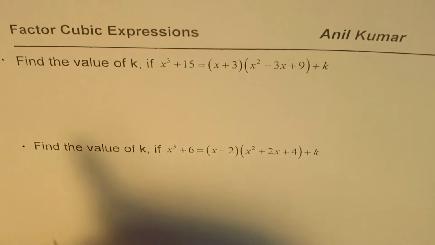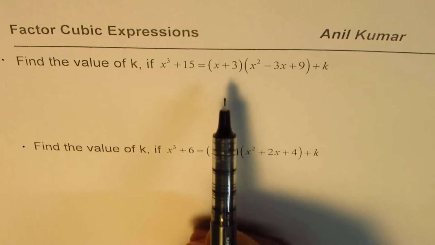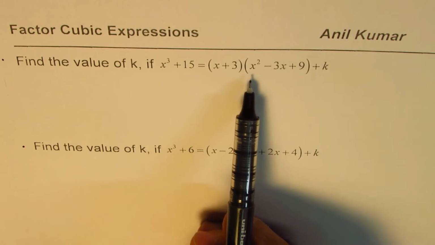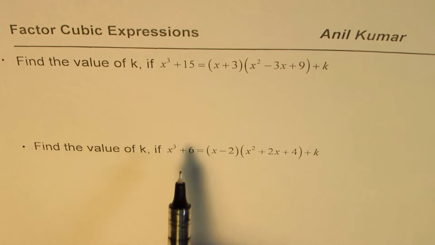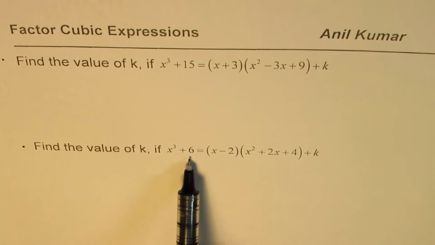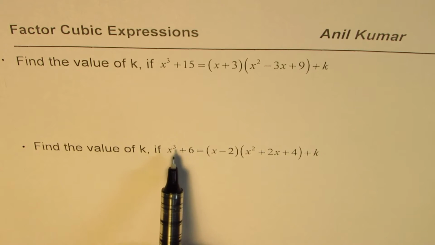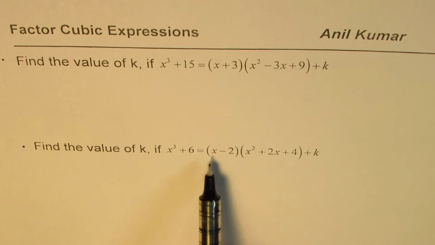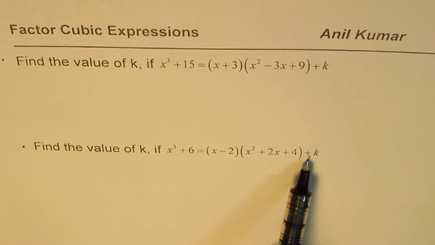The first one is, find the value of k if x cubed plus 15 equals x plus 3 times x squared minus 3x plus 9, plus k. Very similar to this is a practice question for you, which says find the value of k if x cubed plus 6 equals x minus 2 times x squared plus 2x plus 4, plus k.